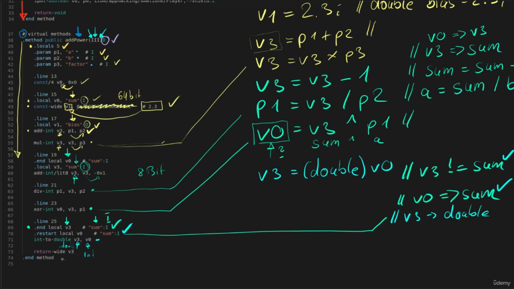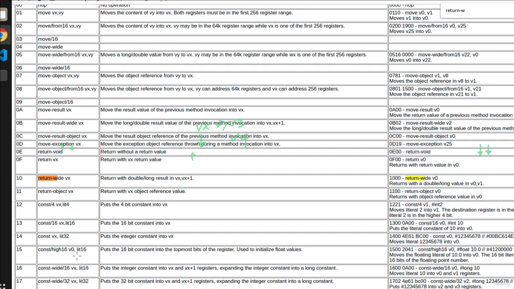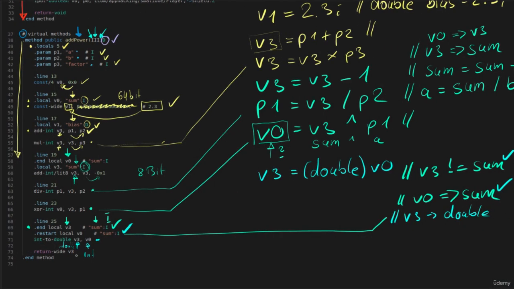All right, and then we've got this return-wide v3. Let's see if we also find this instruction over here. Return-wide. Return a double or long result in and so on. Okay, so we are returning v0 and v1 in these registers, and this is just the return of a double or a long value. So we are returning v3 over here.